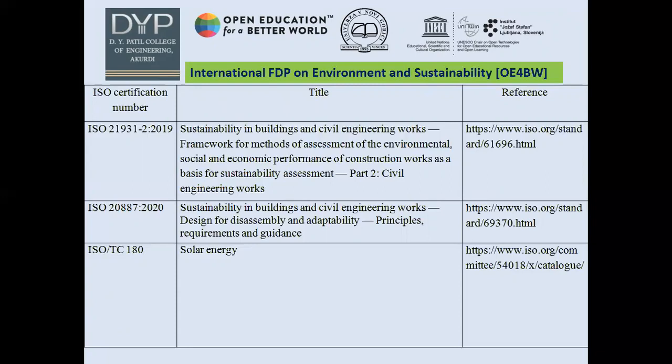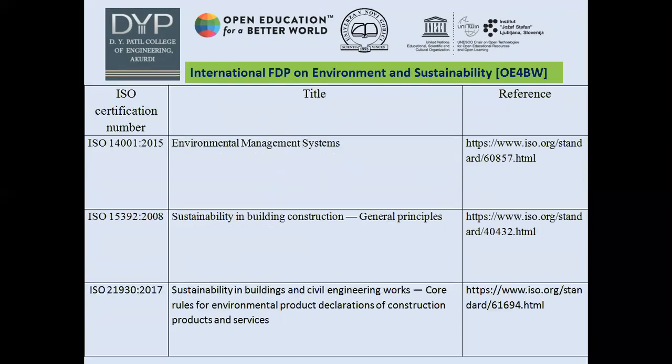Likewise, I have listed various ISOs which are required in view of environment and sustainability. One more is there, ISO/TC 180, which is related to solar energy. There are a few more. ISO 14001 is a very major ISO related to environmental management systems, encompassing various parameters pertaining to environment and construction projects.